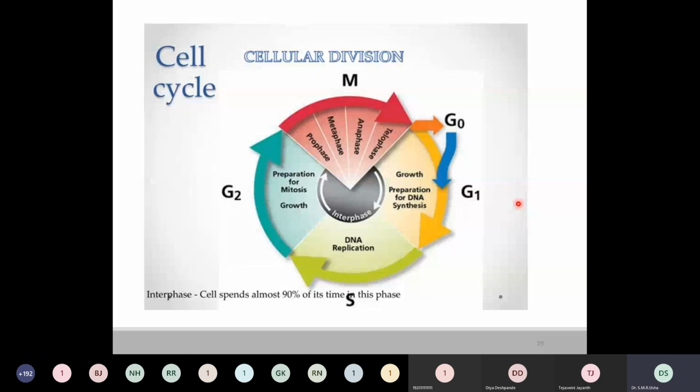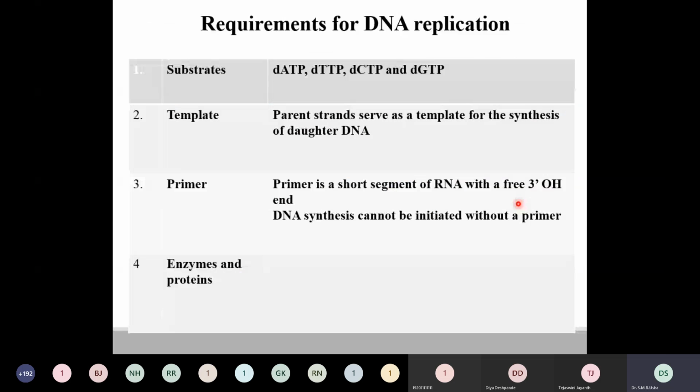Again, I am telling you, when I ask salient features, the first point is semi-conservative, the second is that DNA replicates in the S phase of the cell cycle. That is all you have to know. Now coming to the requirements for DNA replication. We need brick and mortar. To build anything, we need brick and mortar.